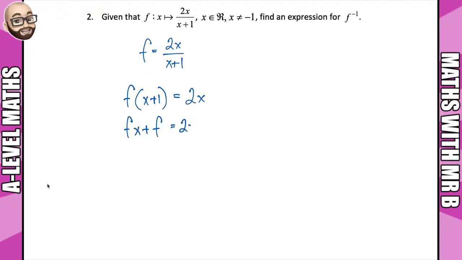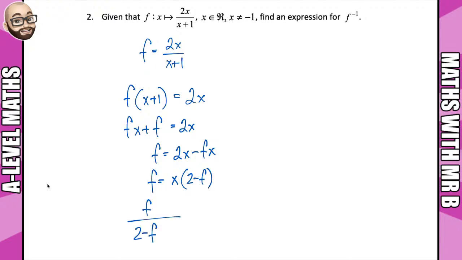And then let's move all the x's onto one side. Then we factorize, so we're going to bring out an x. And then we can divide by that 2 minus f. So now we've got x by itself. And it's just a case of doing this finishing line where the x now becomes f minus 1 of x. And the f's become x's. So the inverse function here is x over 2 minus x.